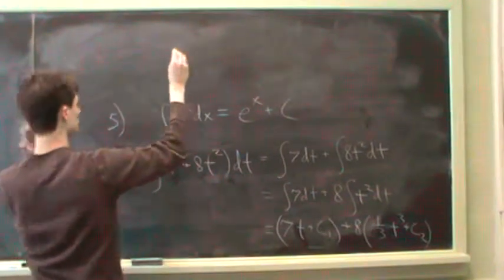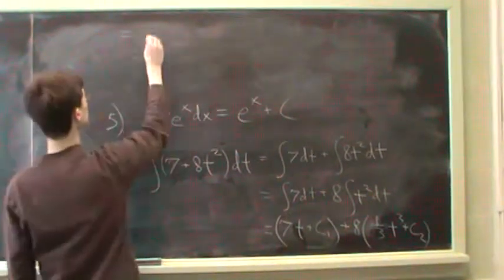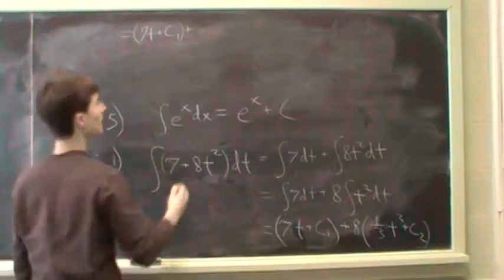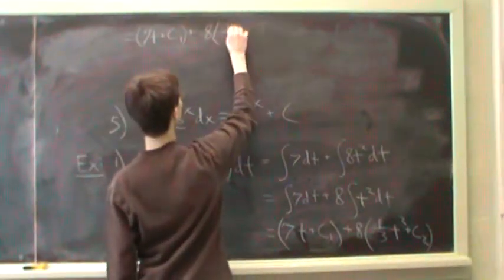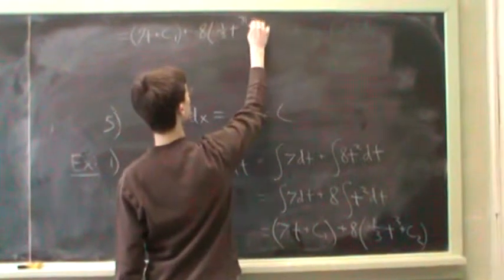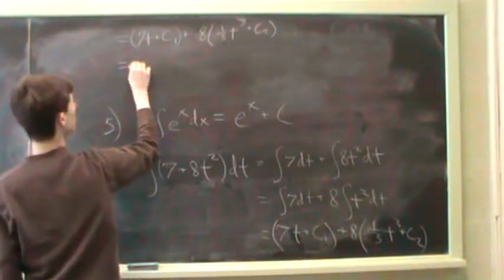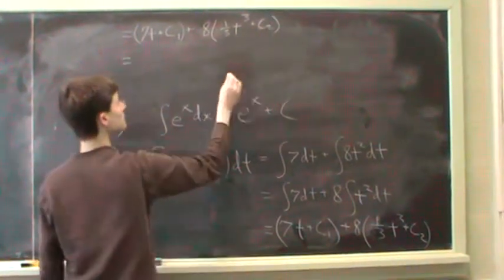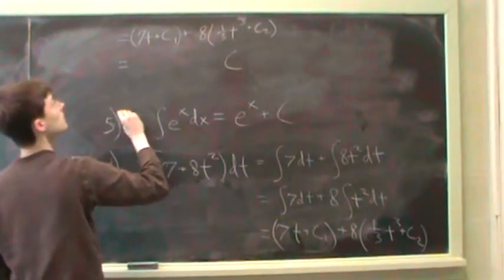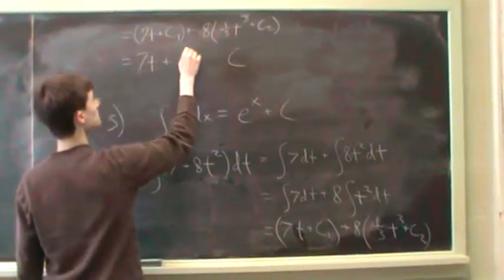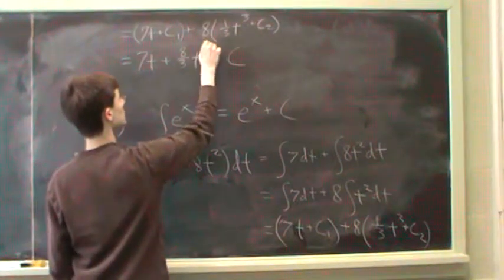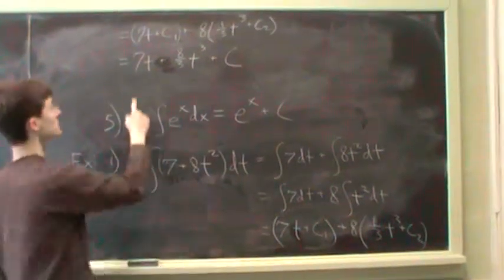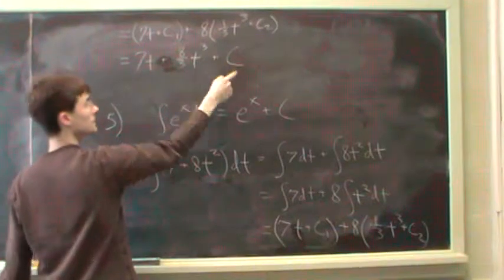So we end up finding that the answer will be 7t plus c1 plus 8 times 1/3 t cubed plus c2. And if we combine c1 and 8 times c2 into some other constant c, we'll just get 7t plus 8/3 t cubed plus c.